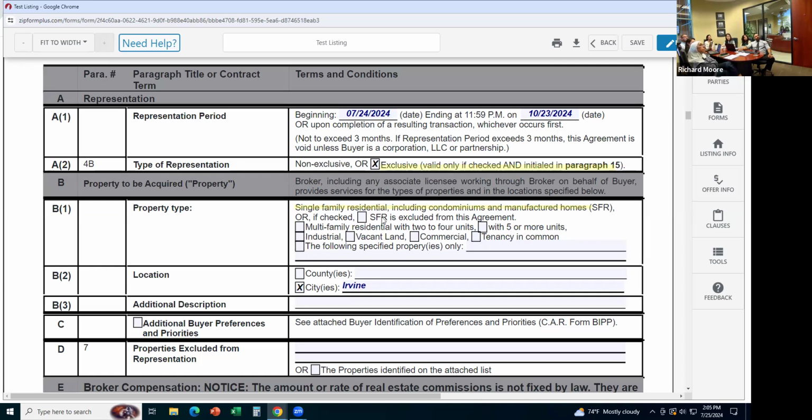Here you can check any of these other ones, but the default is single family residential, so you can leave that alone. You can also check this box if the contract is for specific properties. Let's say you're working with a buyer who says, I'm interested in these 3 properties and I want you to write up offers on these 3 properties only. You can check that box and type in those properties, and then the contract is only for those properties. It doesn't look like that here because it's not spelling anything out, so I'm not going to check that box.